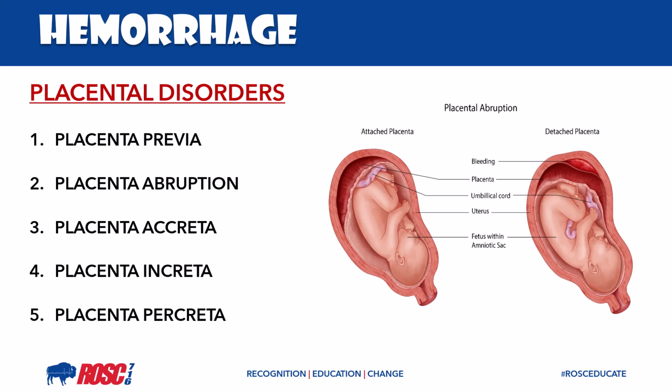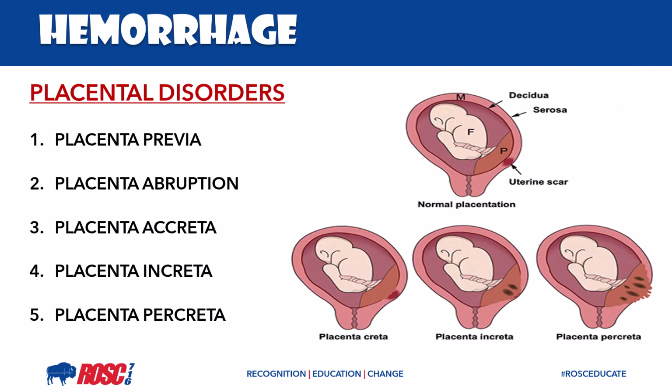In comparison, you can see the normally attached placenta. Unfortunately, here you can see the prematurely detached placenta, and this could be from trauma, from drugs, and most certainly hypertension. And then you have the placenta creta disorders. So first you have placenta accreta, and that's where the placenta infiltrates the myometrium by less than 50%. Then you have placenta increta, and that's where the placenta invades the myometrium by 50% or greater.